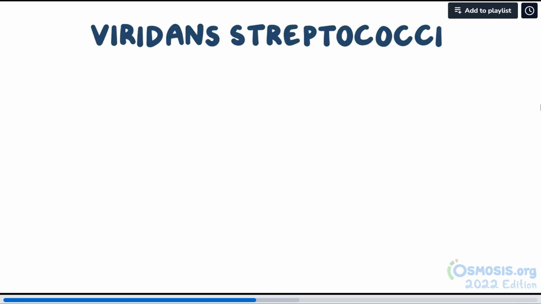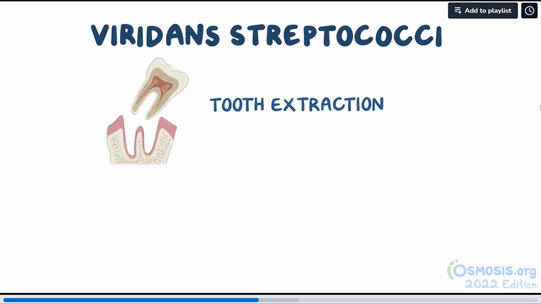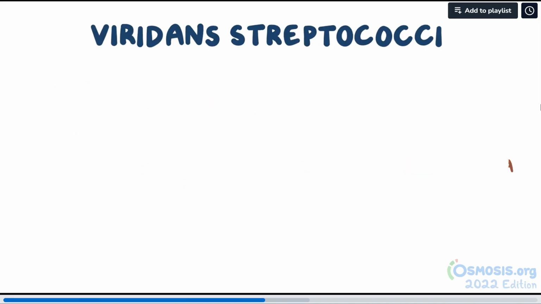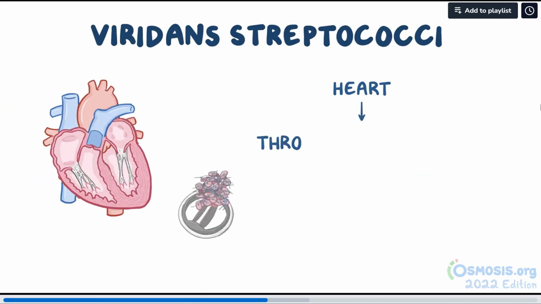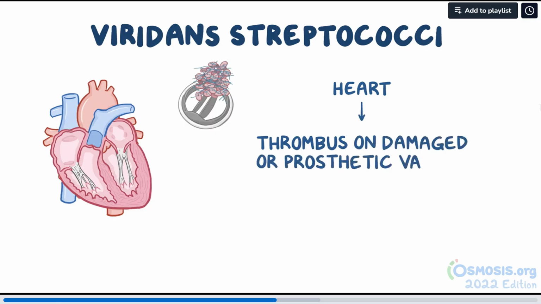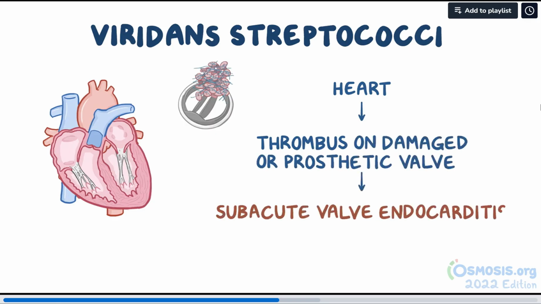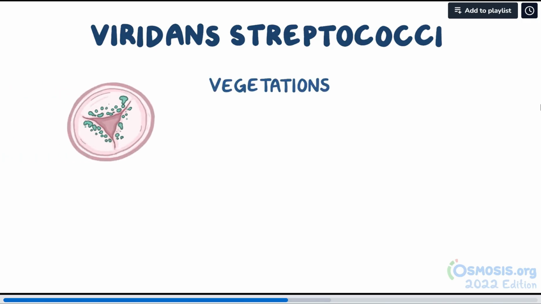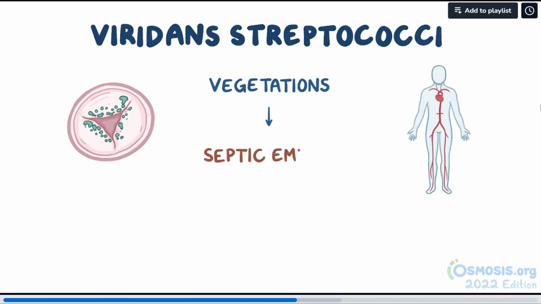However, when dental work is done, like a tooth extraction, viridans streptococci can enter the bloodstream and cause bacteremia. From there, they can make their way to the heart, where they may stick to a thrombus, an aggregate of platelets, red blood cells, and a mesh of cross-linked fibrin protein, on a damaged or prosthetic heart valve, and cause subacute valve endocarditis. This usually happens on the mitral valve. Here, the microorganisms form small vegetations composed of bacteria and a protective sheath of fibrin-platelet aggregates, which can detach and travel to different parts of the body as septic emboli.